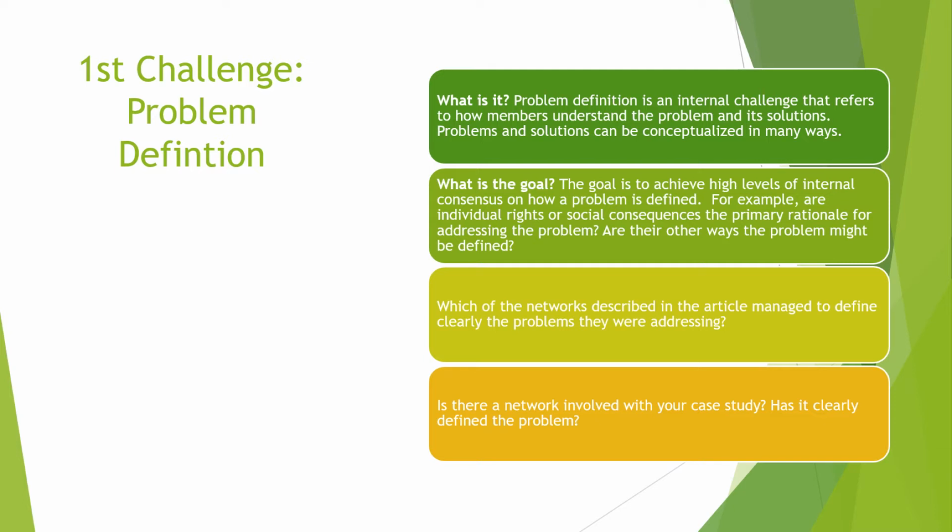And you can think about which of the networks described in the article managed to define clearly the problems they were addressing. Schiffman uses some of them as examples of this. So when you're thinking about the network that might be involved with your case study, or a network that you looked at as I asked you to look at a website for an hour, is the problem clearly defined for that health collaboration? And if it isn't, what problems might that cause?